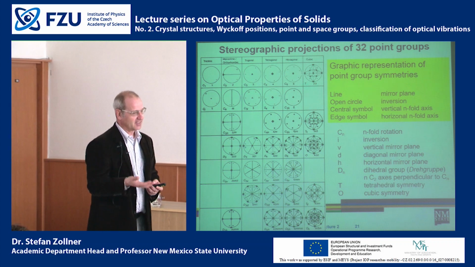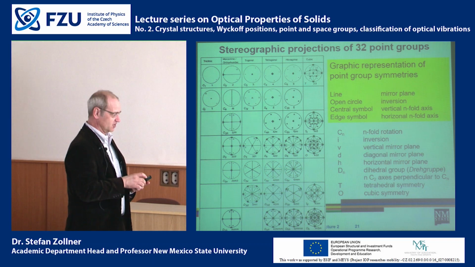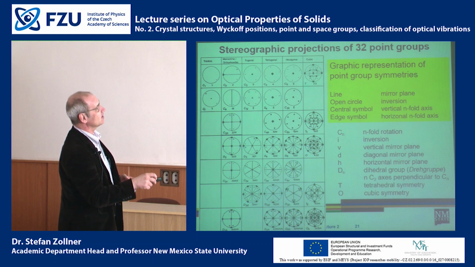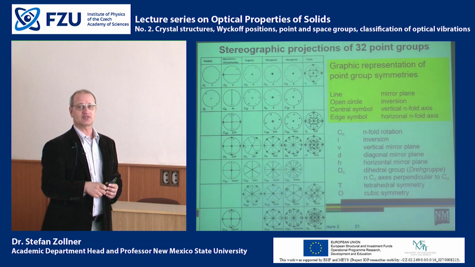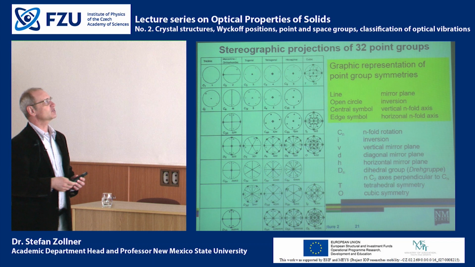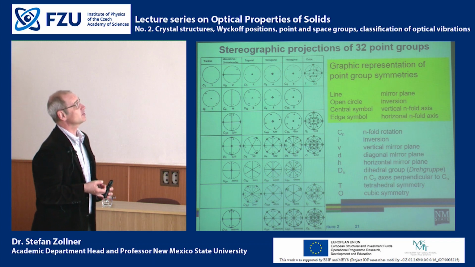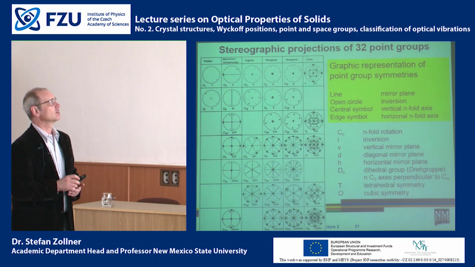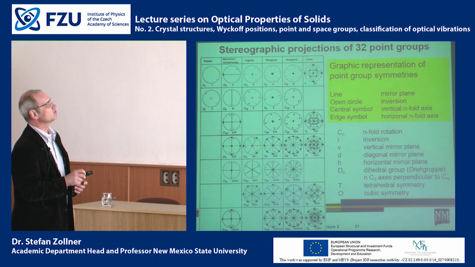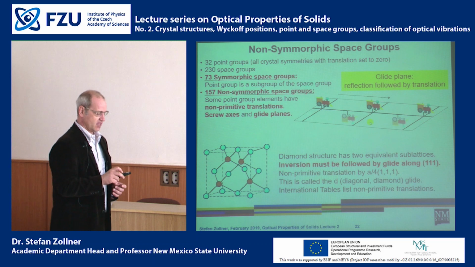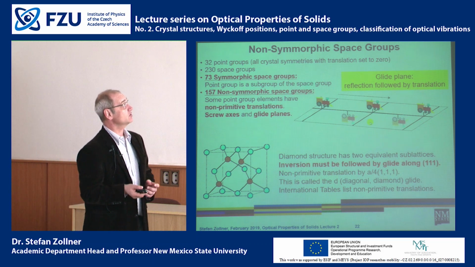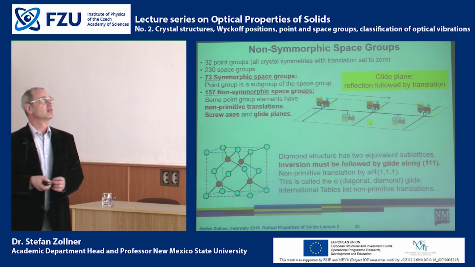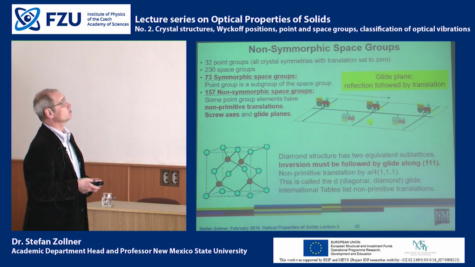So some people like pictures more than they like formulas. I'm not one of them, but there certainly are graphical ways of representing the crystal structures, and therefore there are these what's called stereographic projections of the 32 point groups. So there's 32 point groups in which the translations are all 0, and there's 230 space groups.